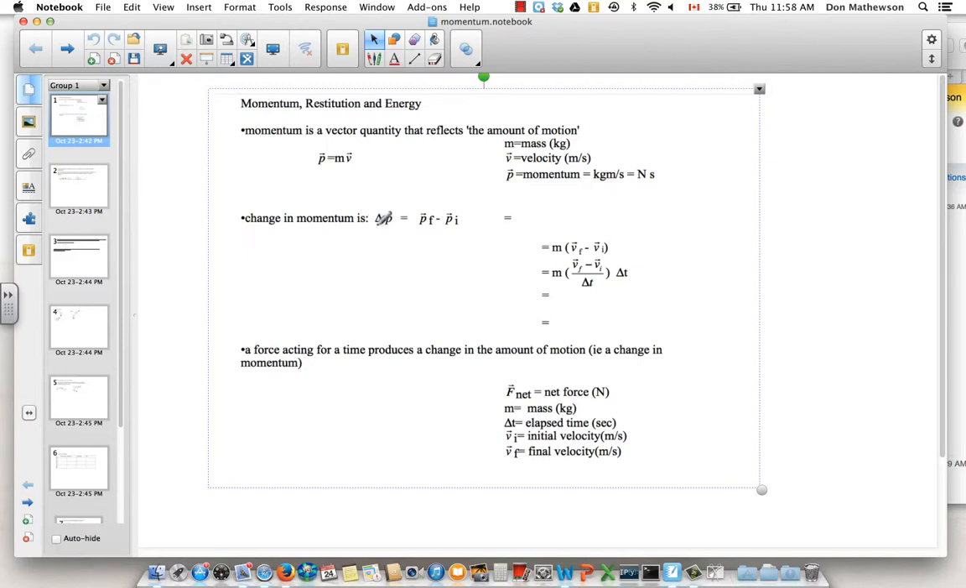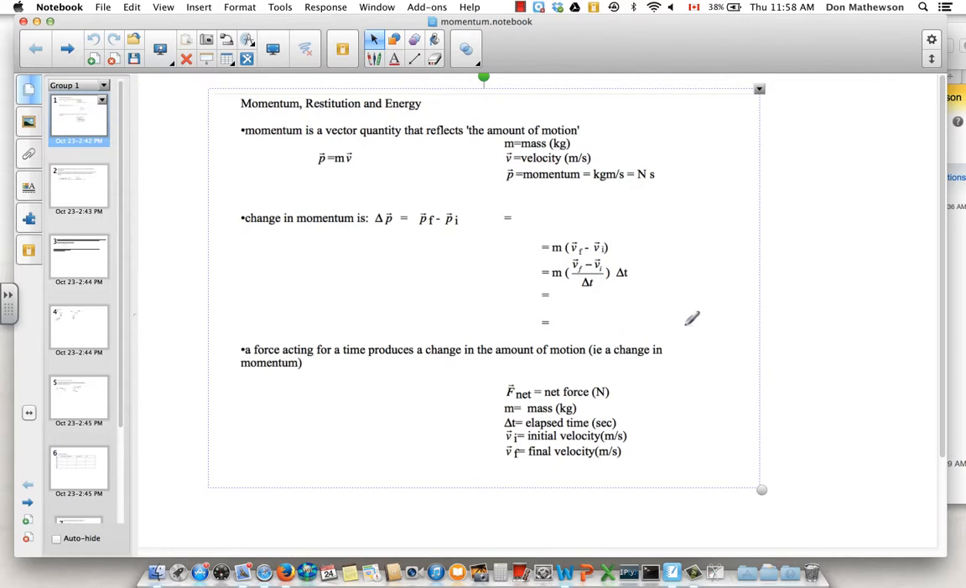Now when momentum changes, remember the symbol delta is a change, so that's final minus initial. That'll be a mass times a final velocity, and I've got to be picky about my vector directions here, minus a mass times an initial velocity. Now we can factor out mass, and then I can divide and multiply by time without changing anything. The reason for that is this ratio here is the acceleration, at least when the acceleration is constant. And the product of mass and acceleration is, of course, the net force according to Newton's second law.